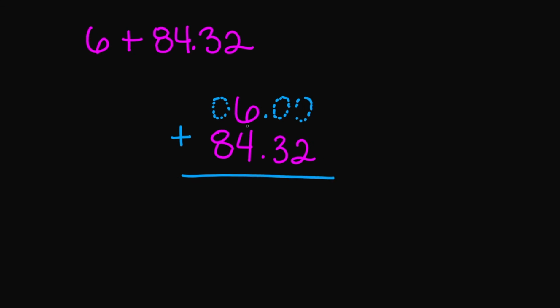So you have 0 plus 2 is 2. 0 plus 3 is 3. Decimal plus decimal is decimal. And then you have 6 plus 4, that's 10. Write my 0, carry the 1. And then you have 1 plus 0 is 1. 1 plus 8 is going to be 9. Your final answer is 90.32.